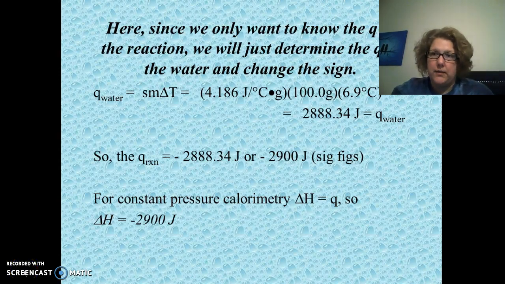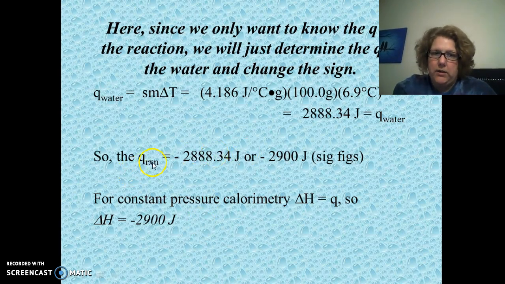Okay, back to finishing up this problem real quick. We already figured out the Q of the water using SM delta T. Then, because the water absorbed that much energy, we know the reaction lost that much energy. But the next thing we need to do is, sorry, hold on, I'm getting ahead of myself.